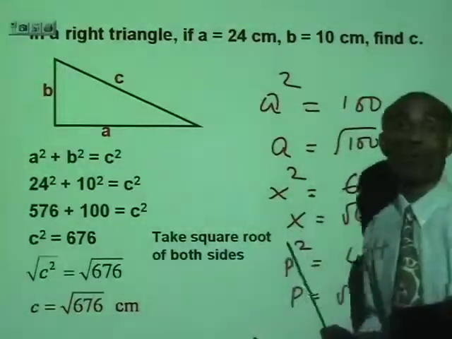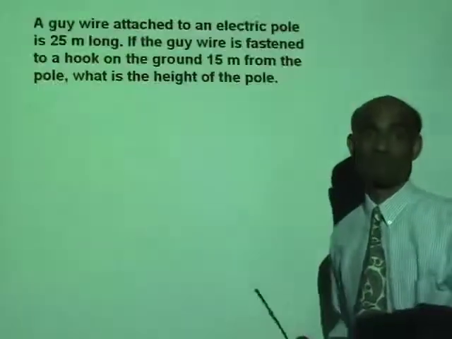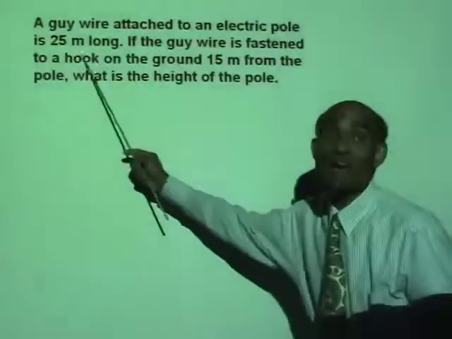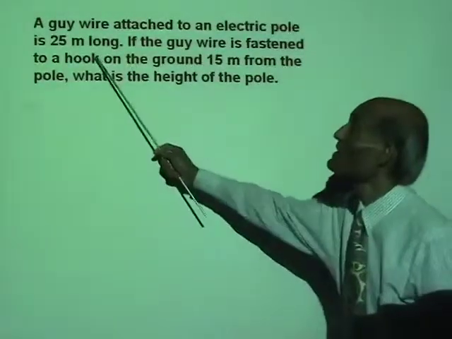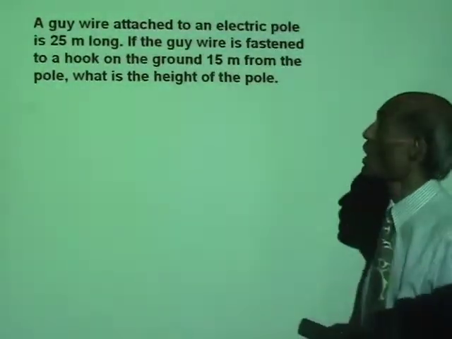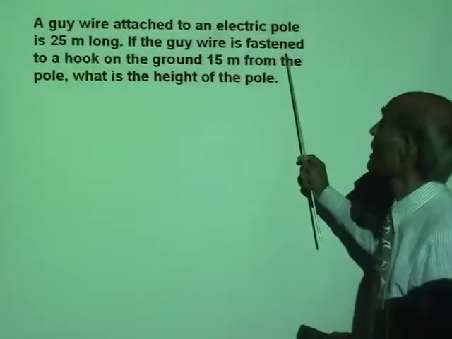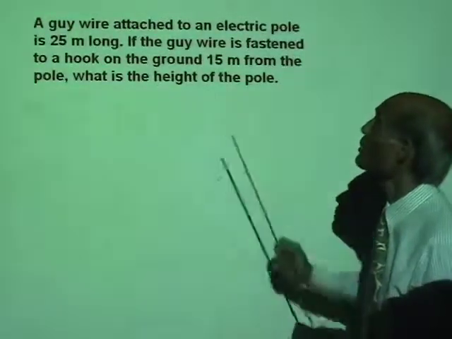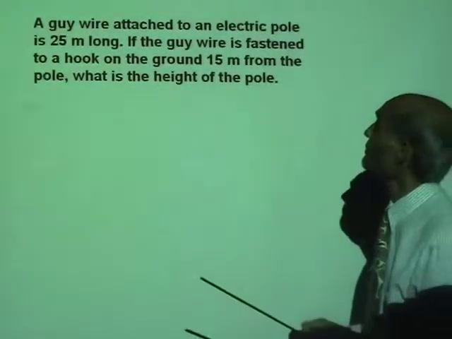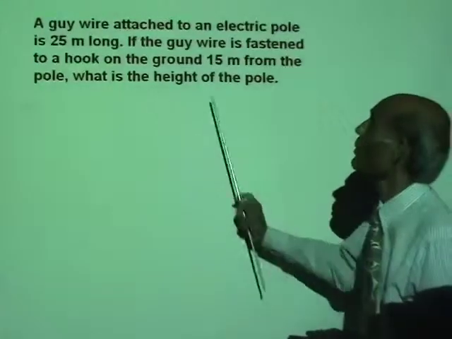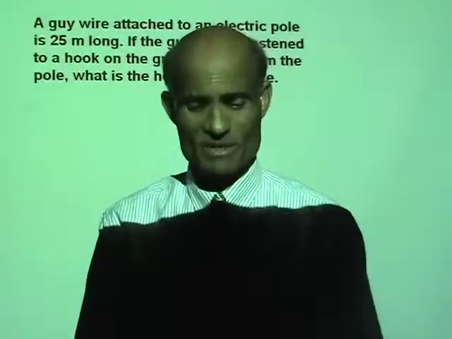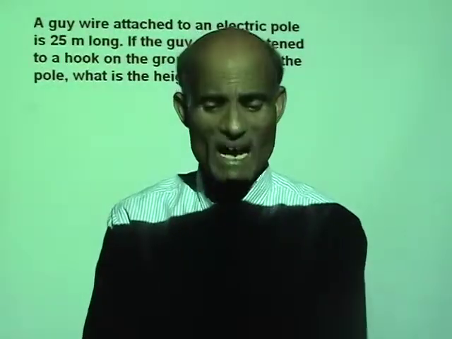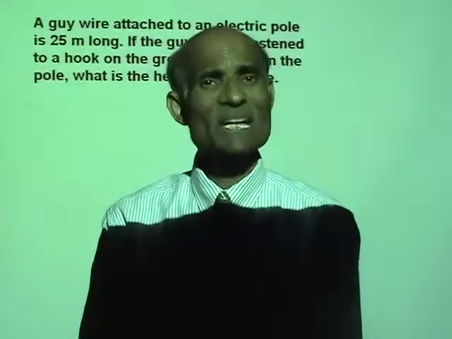Okay, let's do one more problem. A guy wire attached to an electric pole is 25 meters long. If the guy wire is fastened to a hook on the ground 15 meters from the pole, what is the height of the pole? Now, do you know what a guy wire is? What is a guy wire?